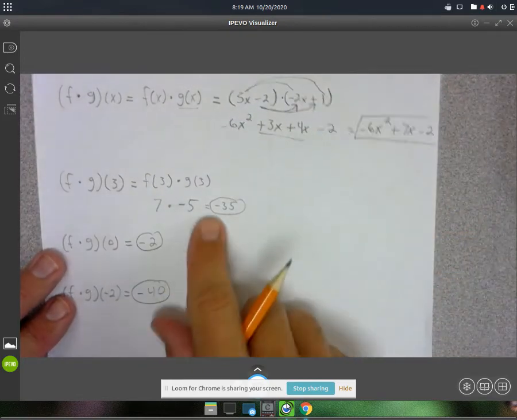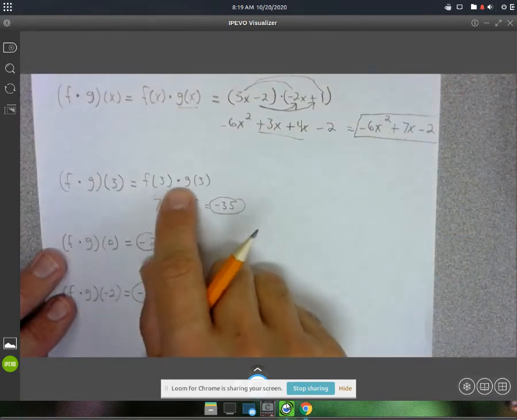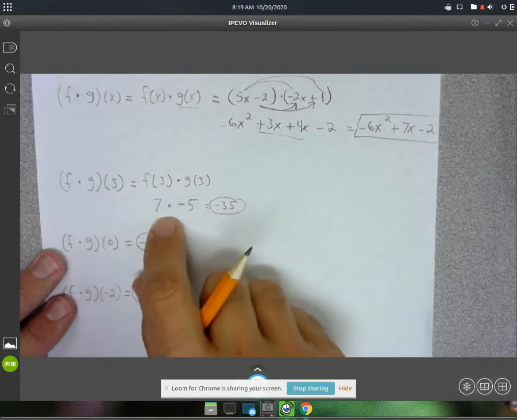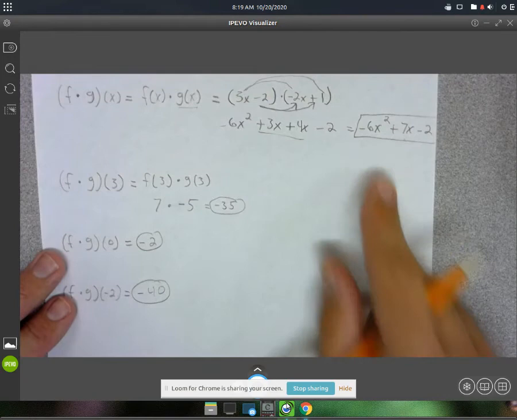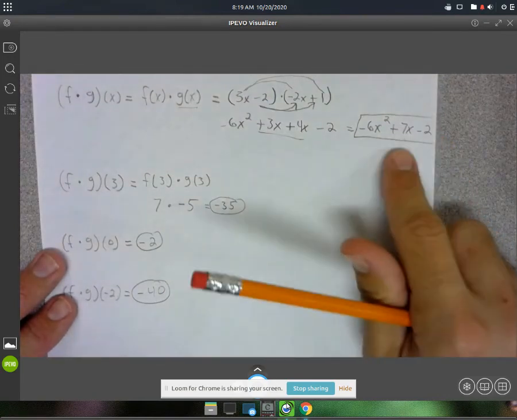So it's really up to you. However you want to do it. If you want to do it rewriting it like this and multiplying it out, or if you just want to use your f times g function. I really recommend this way, but it's up to you.